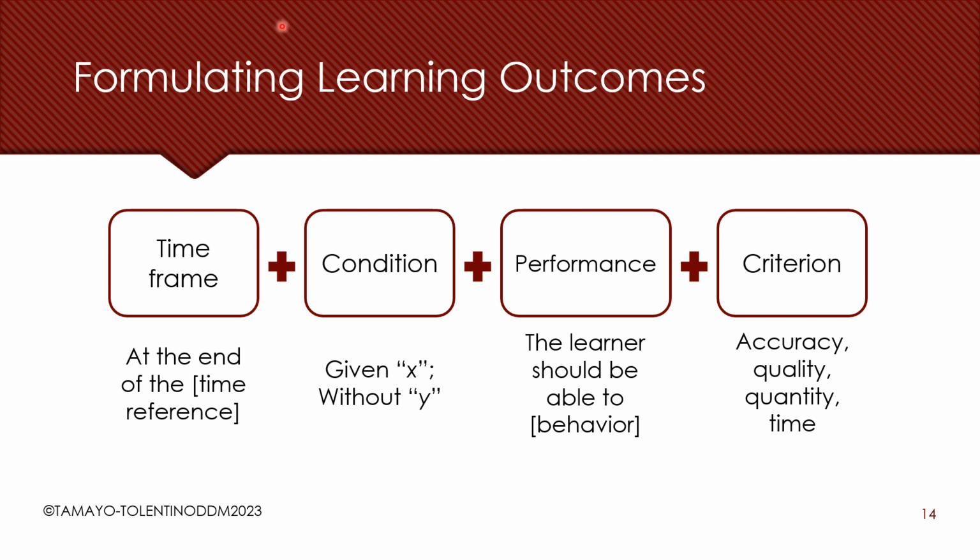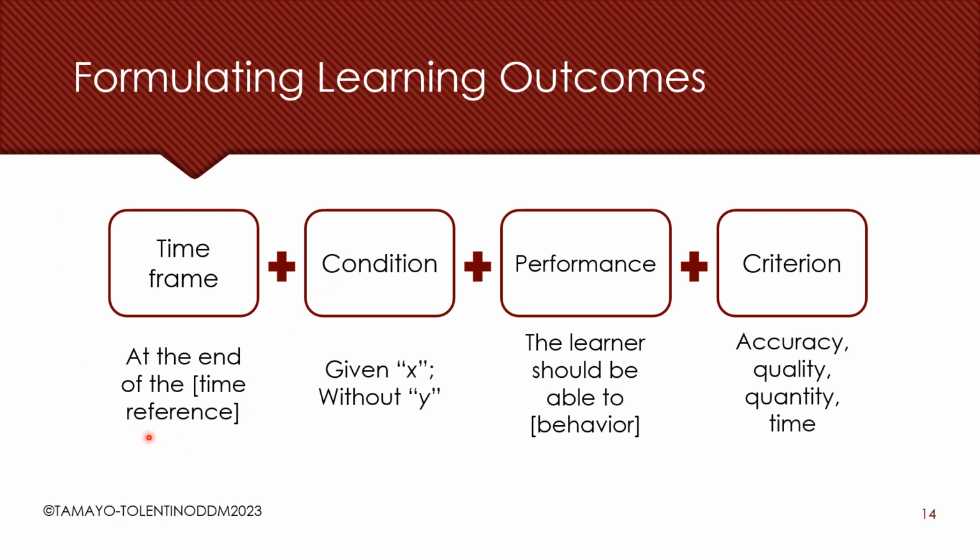How do we formulate learning outcomes? This is a simple formula to help us in formulating our learning outcomes. The first element is time frame. Because an outcome should be attainable, a time frame has to be set. For example, at the end of the, and then insert the time reference. It could be at the end of the session, at the end of a 3-day workshop, at the end of a module, at the end of the course.